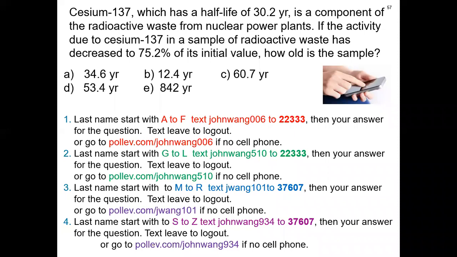And we can't see the question. Oh, you cannot see the question? Can you see the question now? No. On the screen, I share the screen. Oh, okay. I figured it out. Okay.